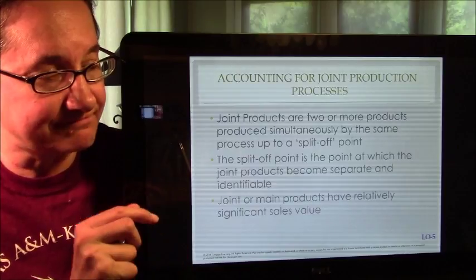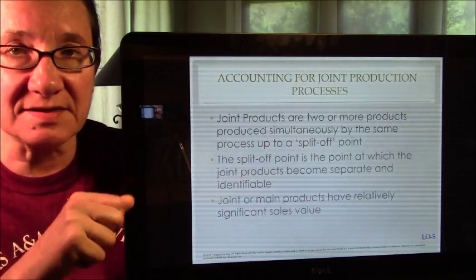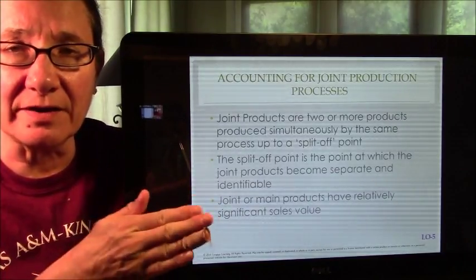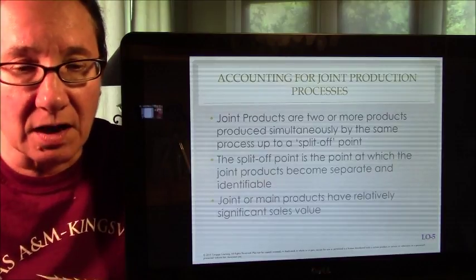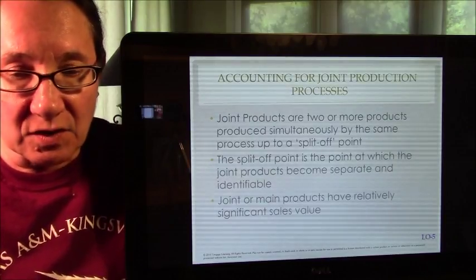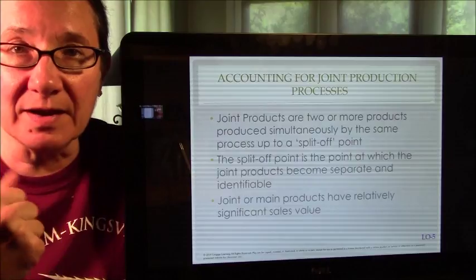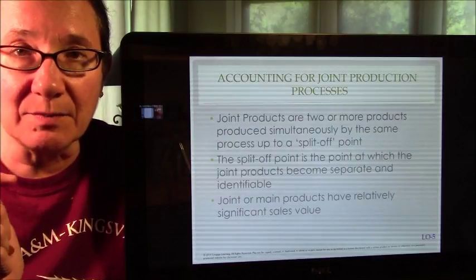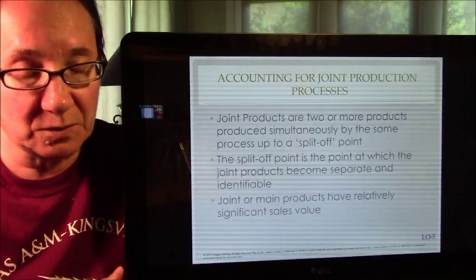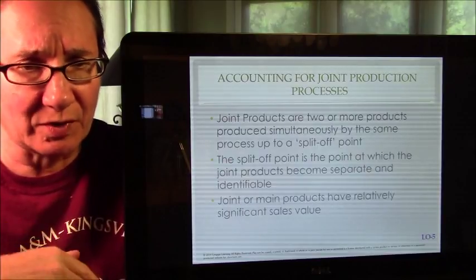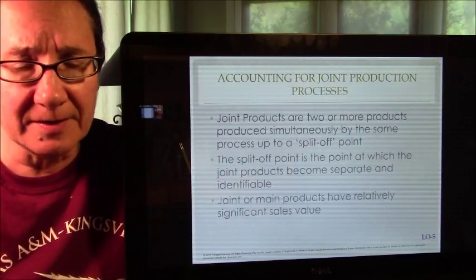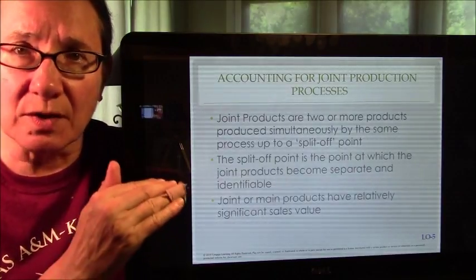All right, so these are joint, or what we call main products, and they all have significant value on their own, right? So a joint or main product would be like, we take milk and we get butter and we get cream and we get milk. They're all important products. They all sell separately on their own. This is as opposed to a byproduct.